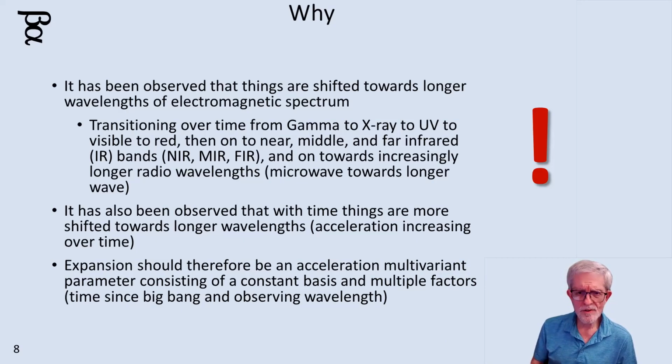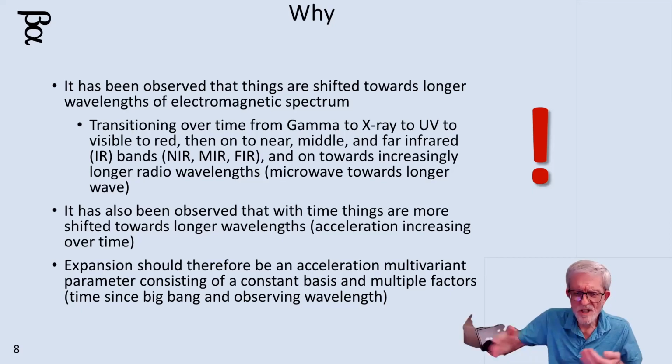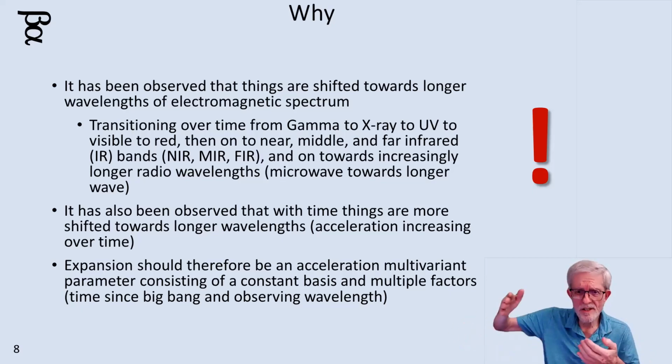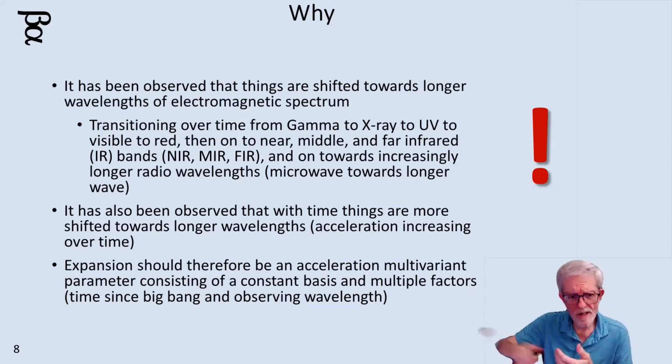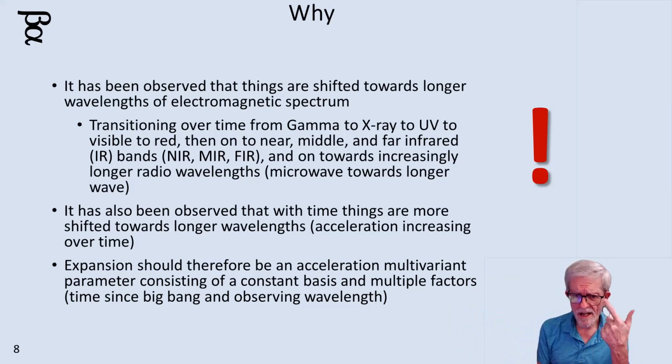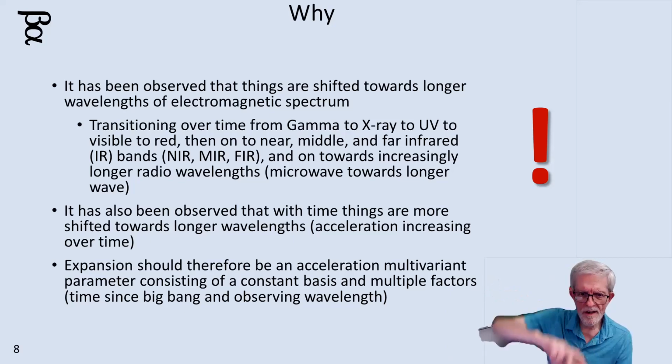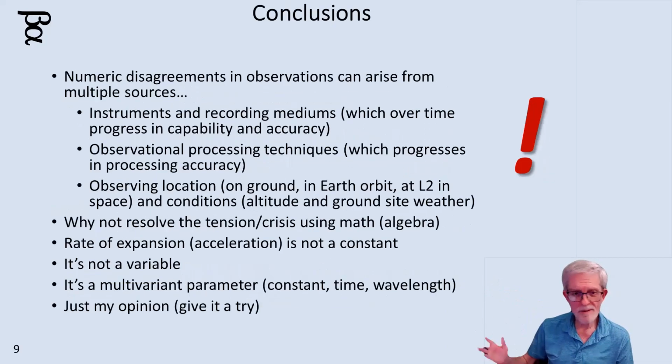wavelengths. And we've also noticed that if you look at some of the earlier observations and some of the most recent observations in the same wavelength, it's also stretched, which says there's an acceleration of the acceleration based upon time. So time should be a parameter. The end result is you have a baseline constant and you have time and wavelength as parameters, and then that becomes an additional factor in the formula. I said it was going to be short.